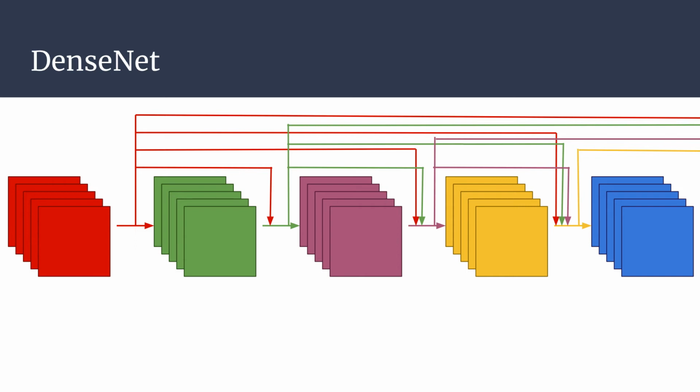This is obviously a lot more memory intensive, so I don't think DenseNets tend to be as large, but they still do tend to get up to the 100 layer range.